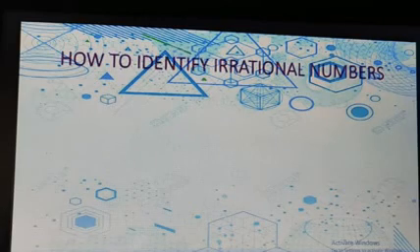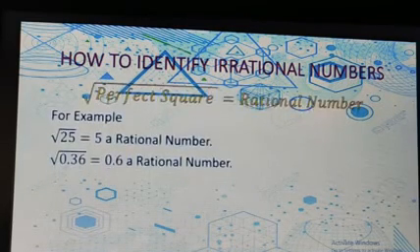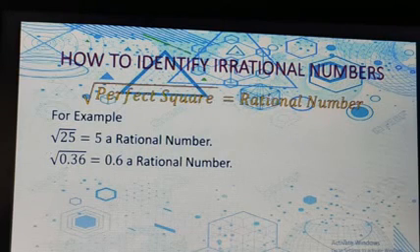Now we'll talk about how to identify an irrational number. We have two types of irrational numbers: one in the form of under root and the other in the form of decimal expansion. If a number under root is a perfect square, this is not an irrational number, that is a rational number. For example, under root 25, the value becomes 5, so it is a rational number. Under root 0.36 can be represented as 0.6 only, so it is also a rational number.